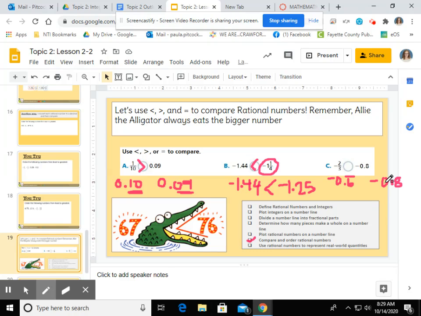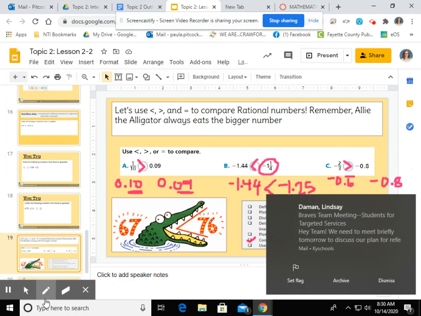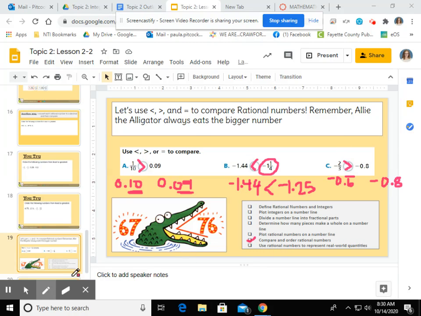They're both negative. So if they were both positive, this one would be bigger. Therefore, in negative land, this one's bigger. It goes opposite land. So we are using alligator mouth inequality symbols to compare which rational number is bigger. So let's see if you can figure it out.